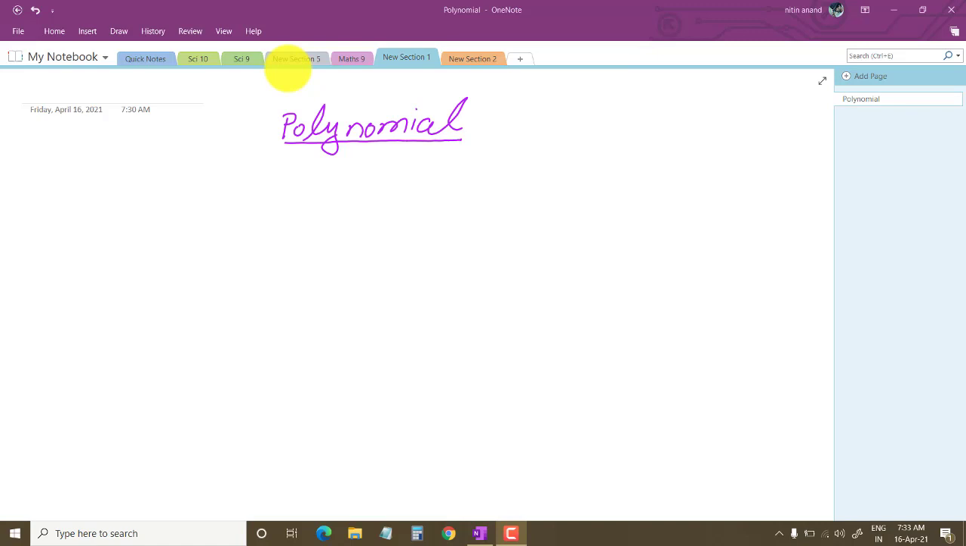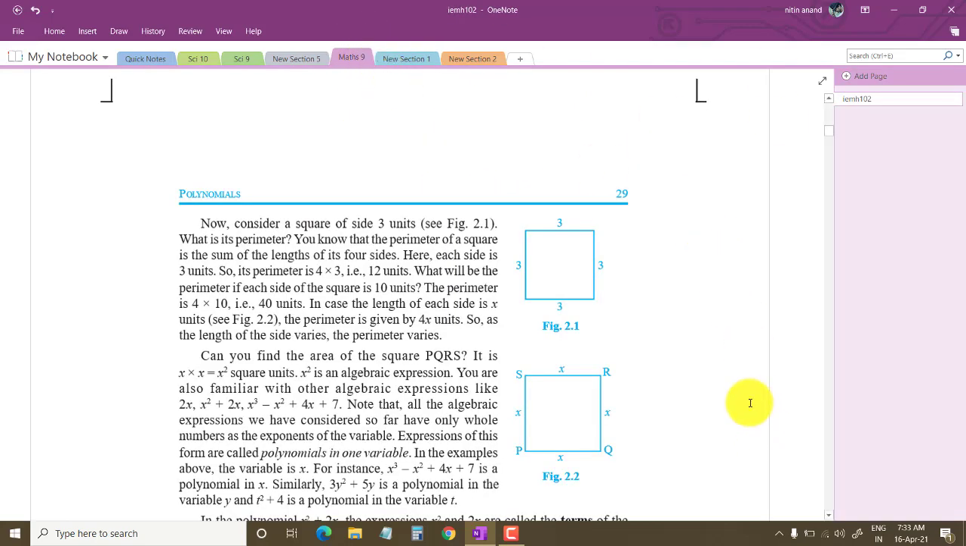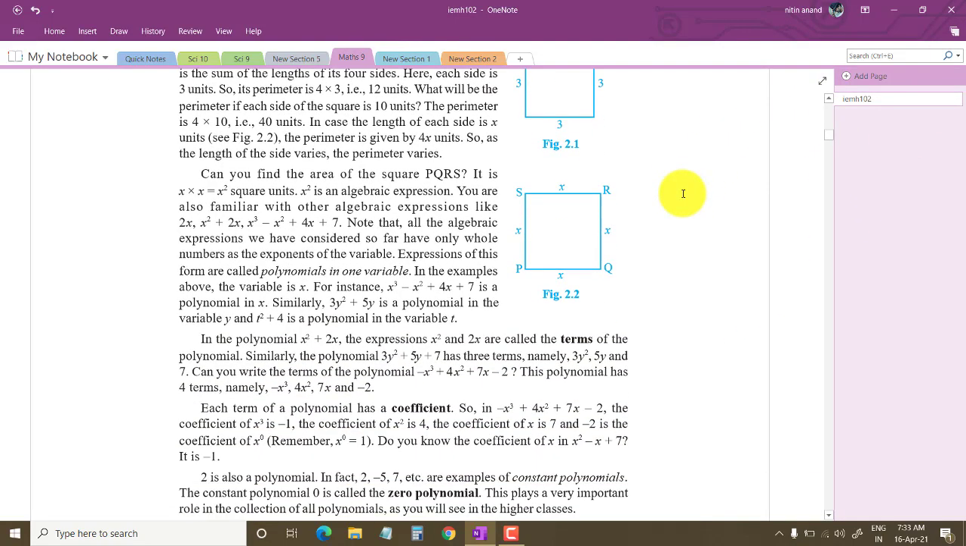As you know, yesterday we discussed polynomials for Class 9. Now we will continue from that. Class 9. Okay. Now, as we know, yesterday in class we discussed polynomials and terms related to polynomials.